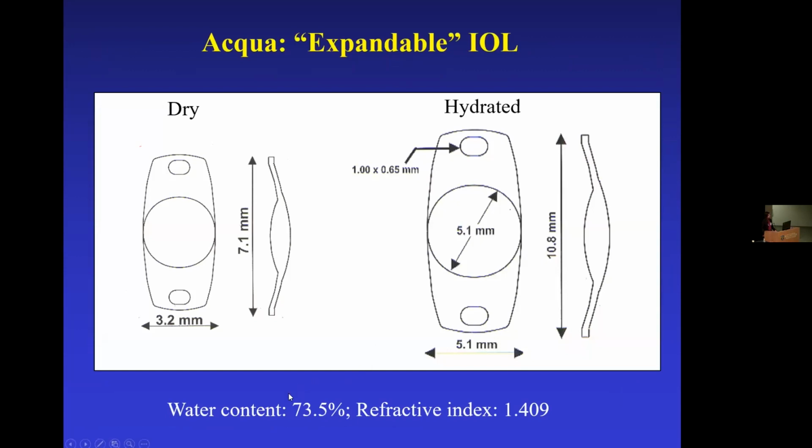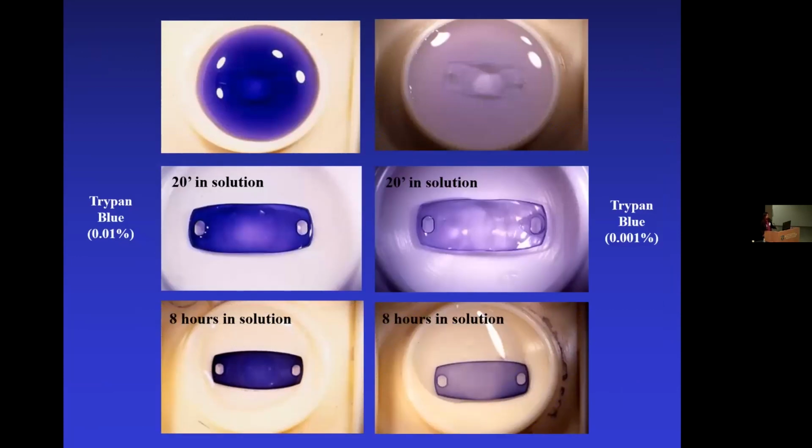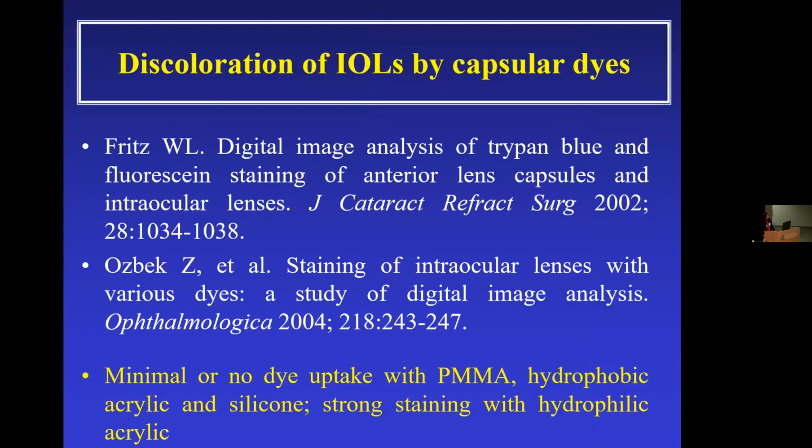And this lens has a water content that's very high, 73.5%. The standard hydrophilic acrylic lenses are usually within 25, 26%. So this lens is actually inserted in the dry state when it is very small. It goes through a small incision, and once in the capsular bag, it hydrates very fast and expands. However, as you can imagine, this lens acts as a sponge and is able to absorb any residual amount of capsular dye inside of the capsular bag, so you cannot use this lens with capsular dyes.